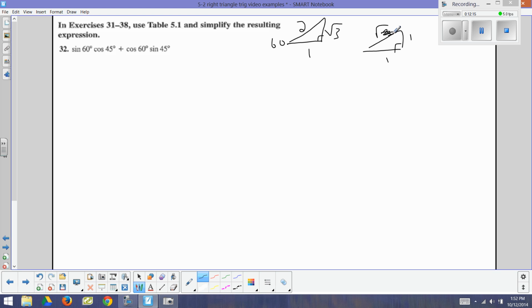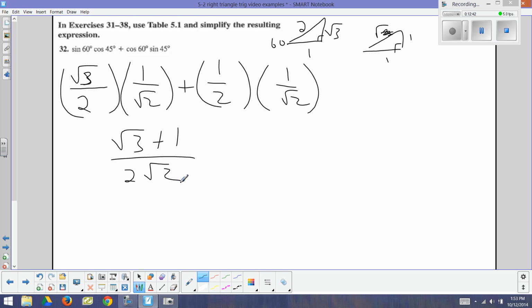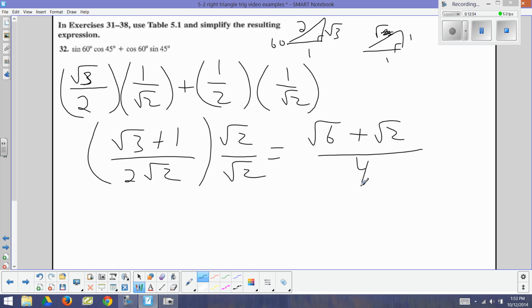So the sine of 60 is opposite, radical 3, over hypotenuse, 2. The cosine of 45 is 1 over radical 2. The cosine of 60 is 1 over 2. And the sine of 45 is 1 over radical 2. So I end up with radical 3 plus 1 over 2 radical 2. Rationalize the denominator. I end up with radical 6 plus radical 2 all over 4. And we're done here.